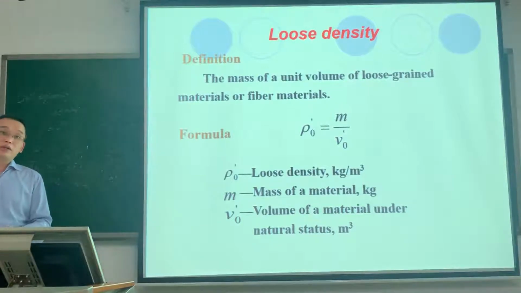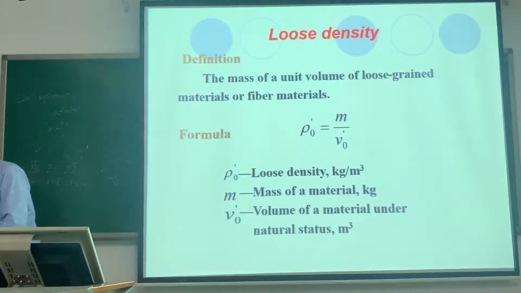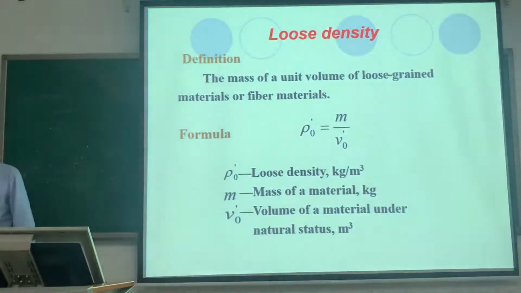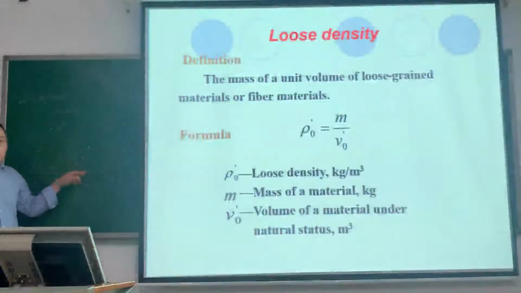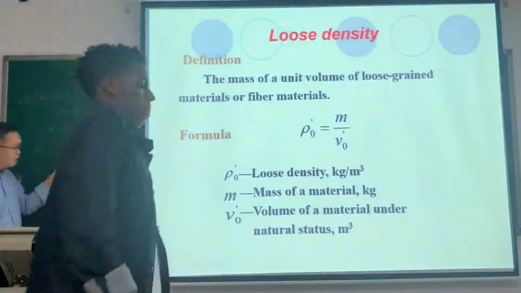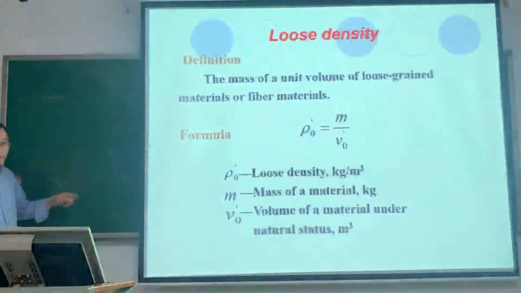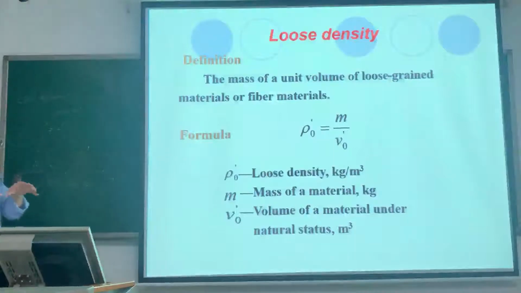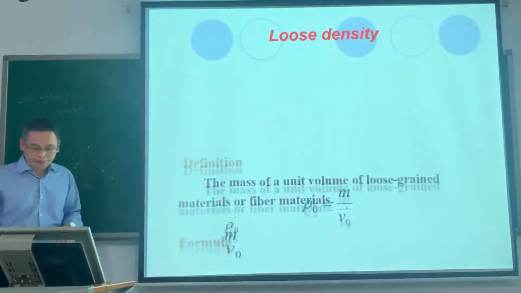Okay, we can take a look. All kinds of density. This is the density, the apparent density, and the bulk density, and the loose density. We need to get the difference between them.